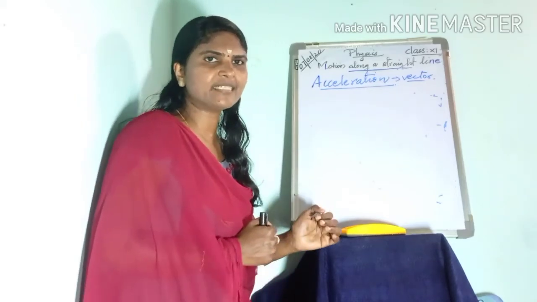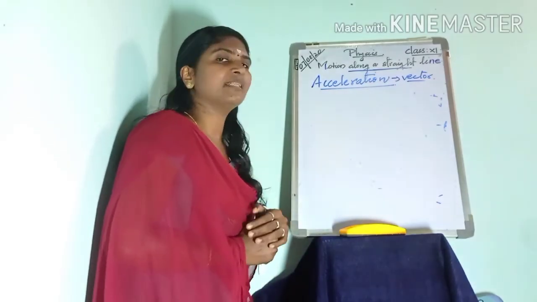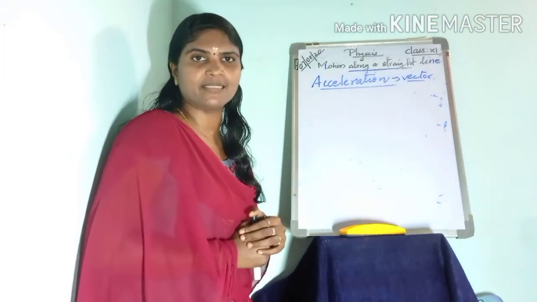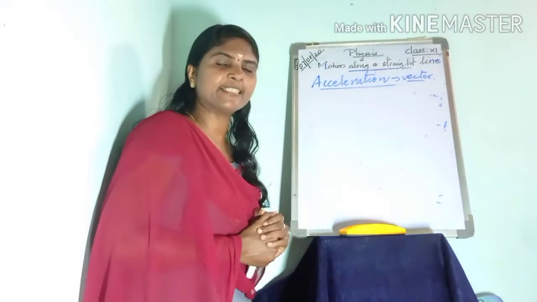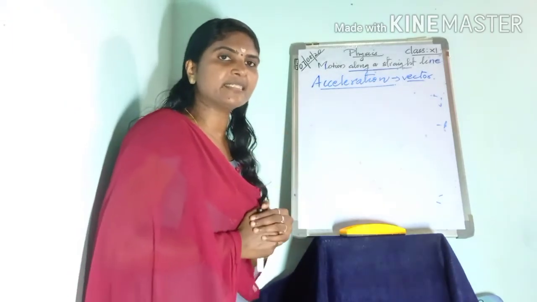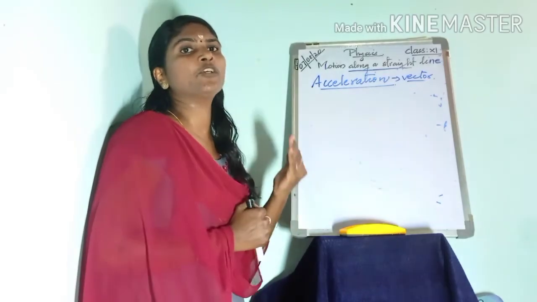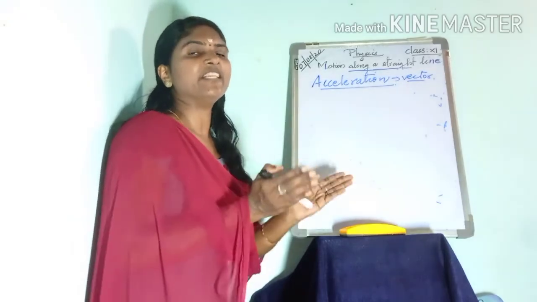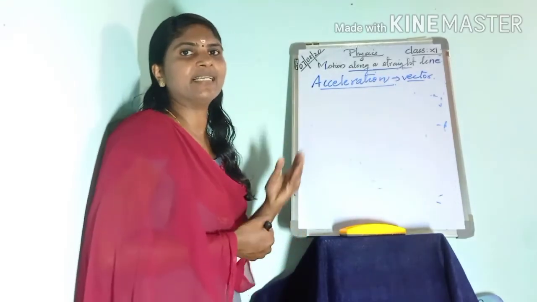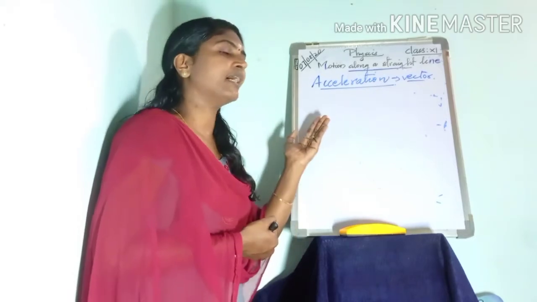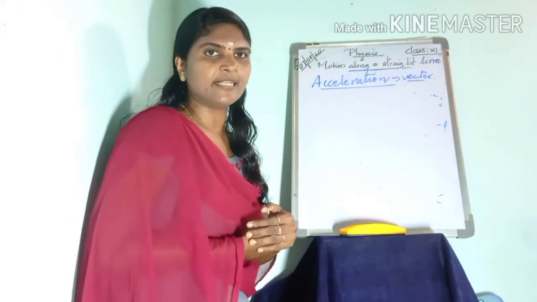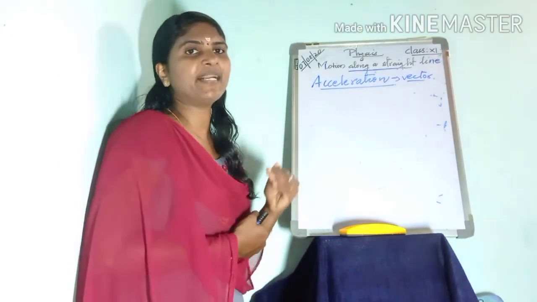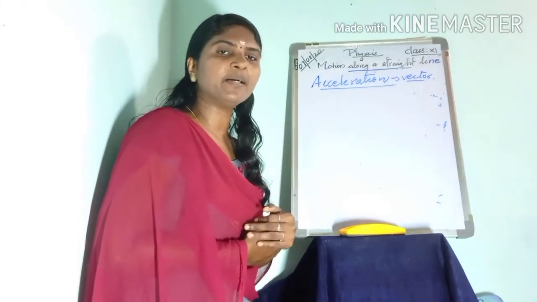Okay, listen. Let us summarize all the things that we have learned today and wind up today's class. First we learned about distance and displacement. Distance is the total path length covered by an object during its motion. Displacement is the shortest distance between the initial and final position of an object. Then we learned the difference between distance and displacement. Next, we learned speed. What is speed? It is the distance travelled per unit time.